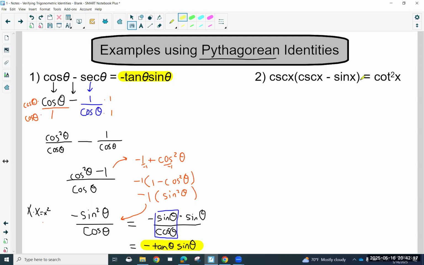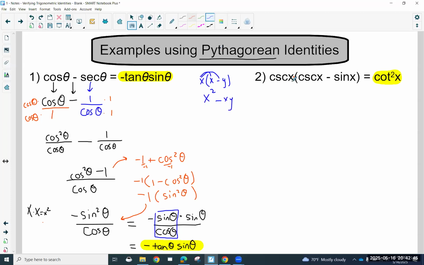All right, so take a look at this one. And in this one, we're trying to get to cotangent squared. Okay, so to get cotangent squared, you're going to follow the algebra. Well, the algebra says I need to multiply, right? So to show you the algebra behind this, if I had x times x minus y, notice I used x for cosecant and y for sine, I would get x squared minus, oh, just alphabetize that, xy.